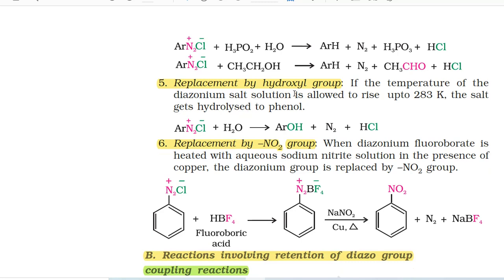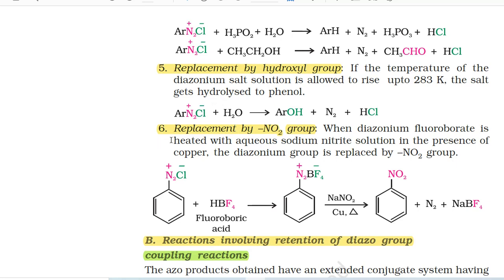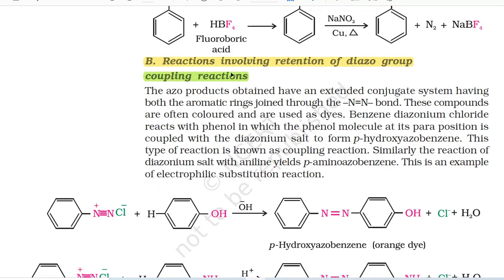Fifth, replacement by hydroxyl group. If the temperature of the diazonium salt solution is allowed to rise up to 283 Kelvin, the salt gets hydrolyzed to phenol. Sixth, replacement by NO2 group. When diazonium fluoroborate is heated with aqueous sodium nitrite solution in the presence of copper, the diazonium group is replaced by the NO2 group.